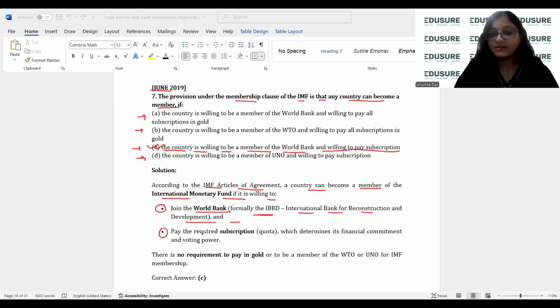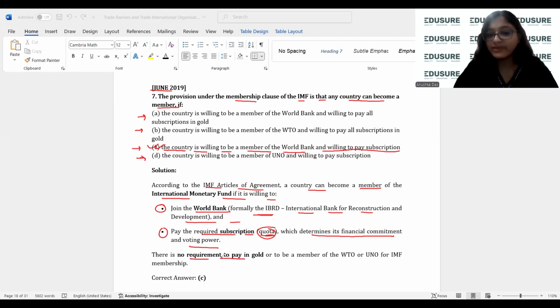And the second is pay the subscription. That is the quota that we talked about. A fixed amount has to be paid to the IMF if you want to be a member country, which determines its financial commitment and also the voting power. The more quota, the more amount you pay, the more voting power you will have inside IMF.